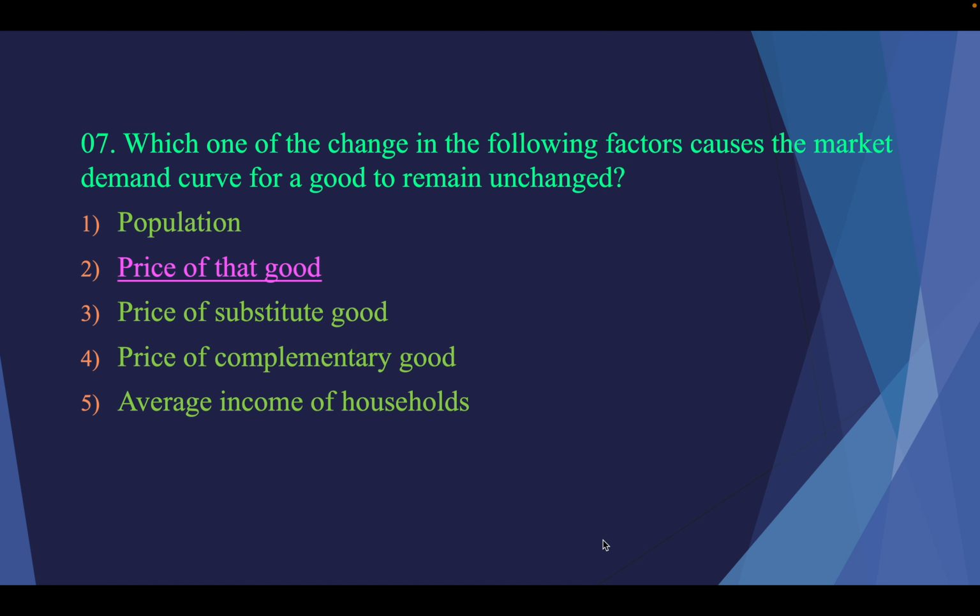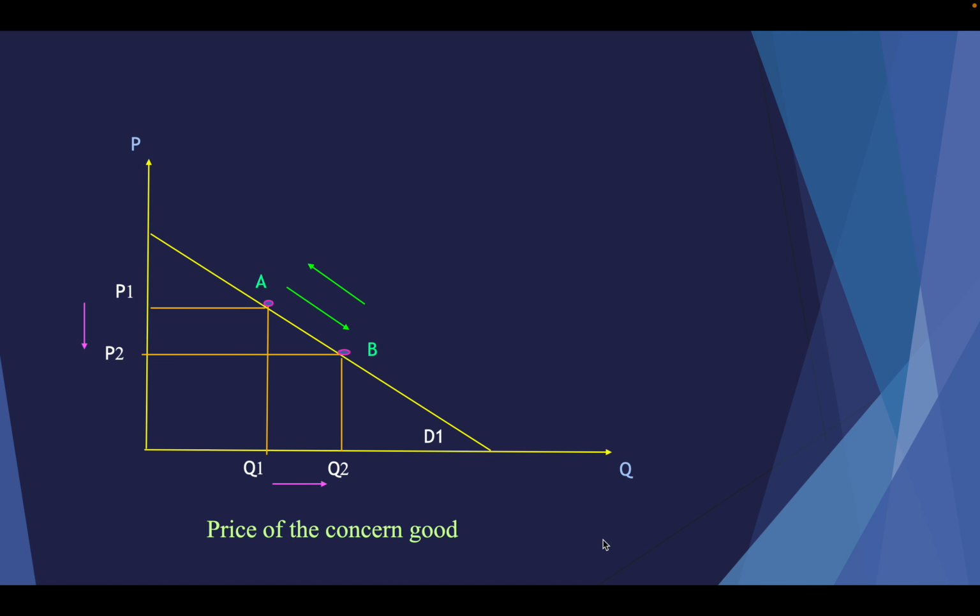Then here you can see the price of the concerned good. Remember that, children, for the price of the concerned good, there is a law of demand. You have to learn the law of demand. What is the law of demand? The law of demand means the price and the quantity demanded. It's not demand, it's quantity demanded. You have to remember, otherwise you will lose your marks. So price and the quantity demanded have a negative or inverse relationship.